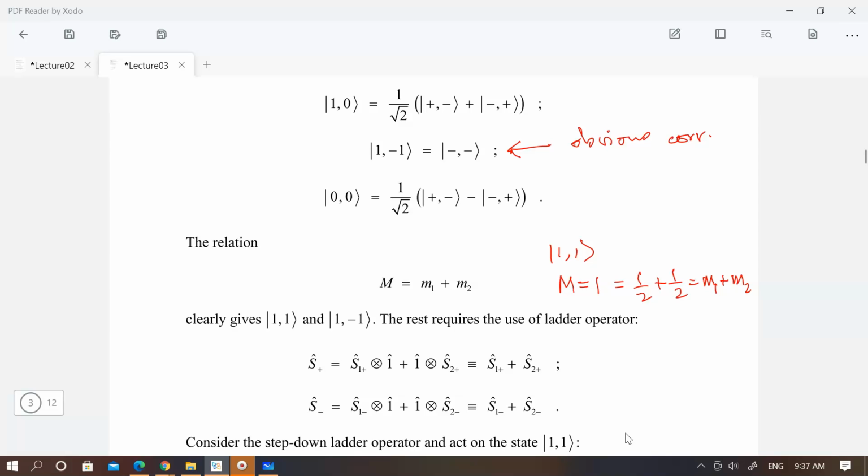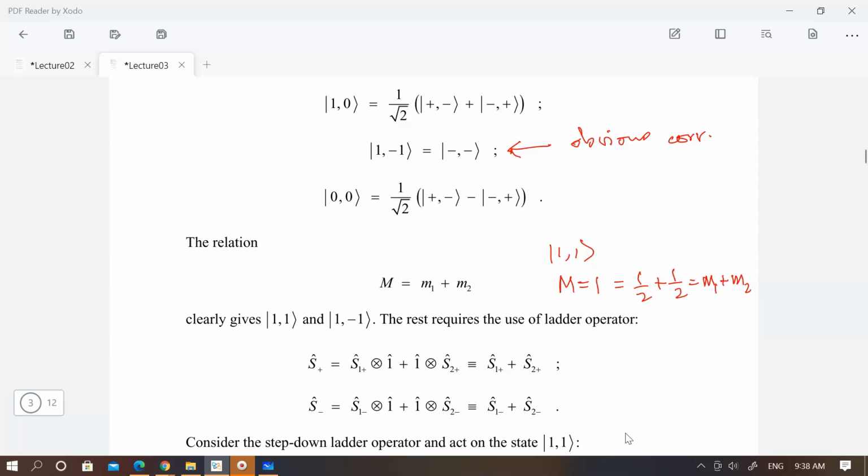For 0, you can see that m equals 0 will come from a half plus minus a half, or minus a half plus a half. It doesn't matter in this particular case. So that's why you have the two different combinations over here, plus minus or minus plus.